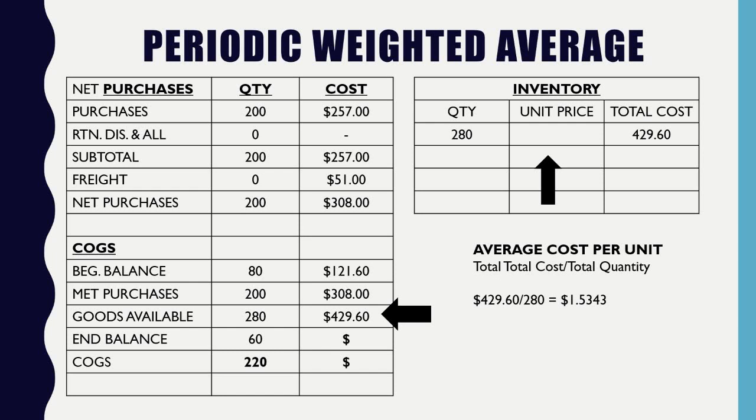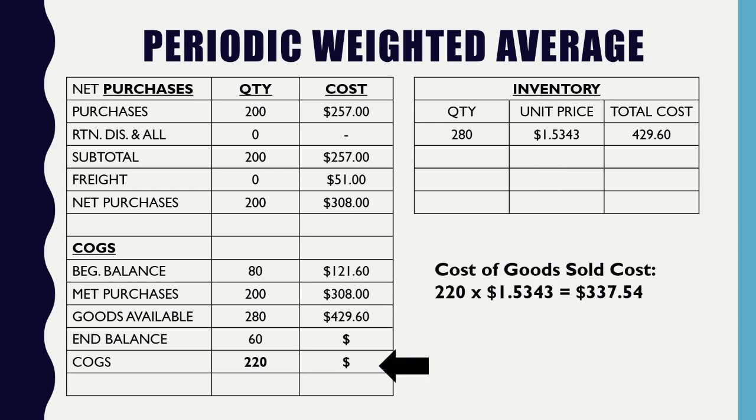In this case, I know that I have 280 units available, and I know my grand total cost is $429.60. So I'm going to do my average cost per item here, and that's going to tell me that it's going to be $1.5343.